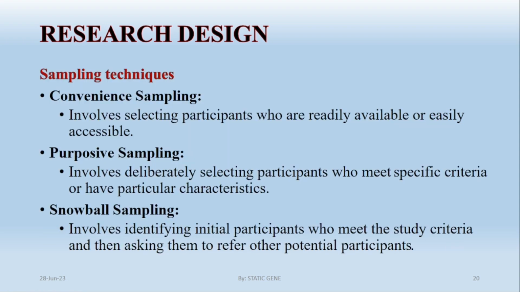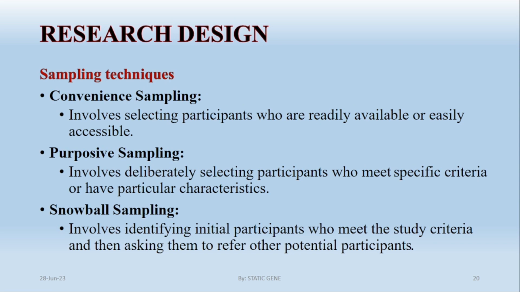Then there's convenience sampling. This involves selecting participants who are readily available or easily accessible. This is mostly applicable in case your prospective participants are few. So let's say you want to do a study among mad people on the street. Those people are few to get, so you cannot go and begin randomly sampling. No, you just have to use the person who is available and you see.